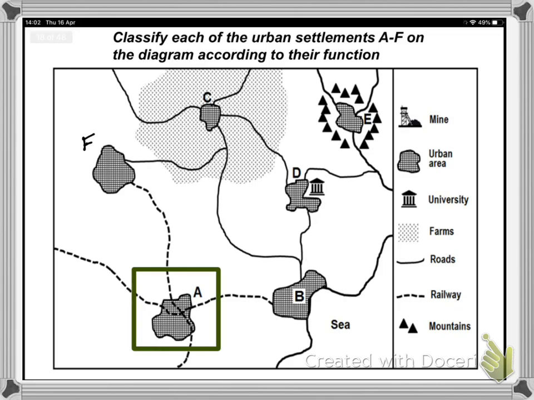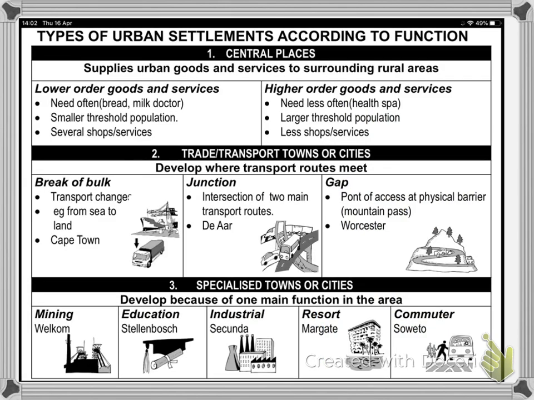Now B. So what is our clue on the map? Always look for your clue. Our clue would be this right here. So this town basically is bordering on the sea and the land. Okay, so this would be, if you go back, a break of bulk. There we go, number 2. So this is a change of transport. So basically there's most likely a harbor there. So the ships are coming in, it's being offloaded, all the equipment or whatever is on the boat, and then it's being transported by trucks from there inland. So that is a break of bulk.